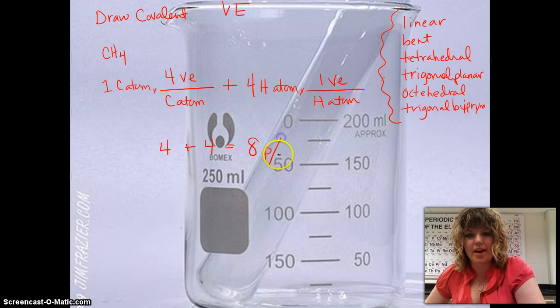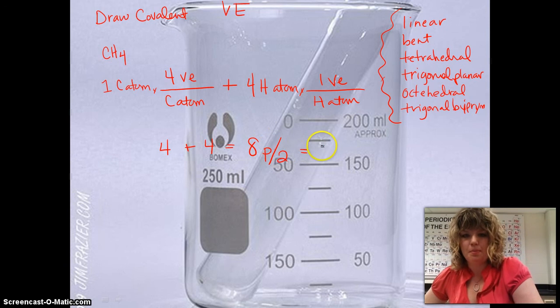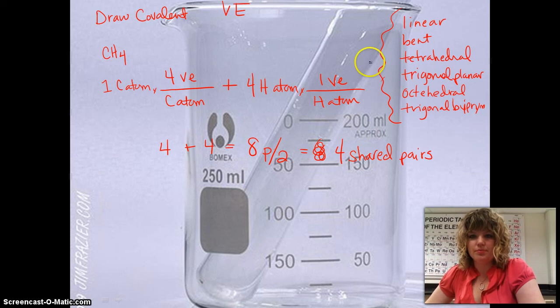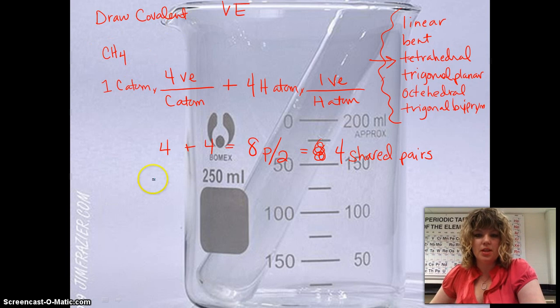And so then you would divide that by 2 always. And so you would need 4 shared pairs. Okay, so I know that this would be tetrahedral because it's the only one with 5 total atoms. You have 4 hydrogen and 1 carbon. So carbon would be my central atom.